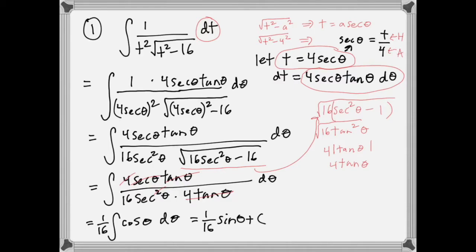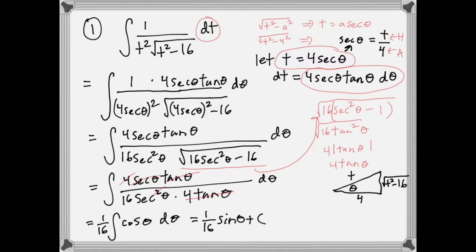So if we were to draw a triangle to help us change back, there's our triangle. There's theta. The hypotenuse is t, and the adjacent is 4. So then this guy would be the square root of t squared minus 16.